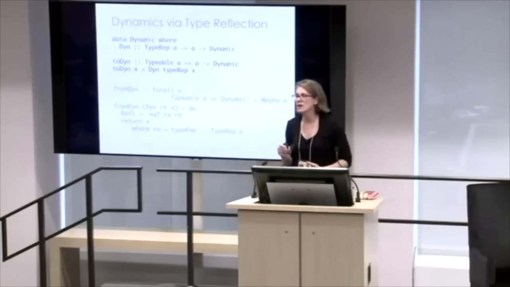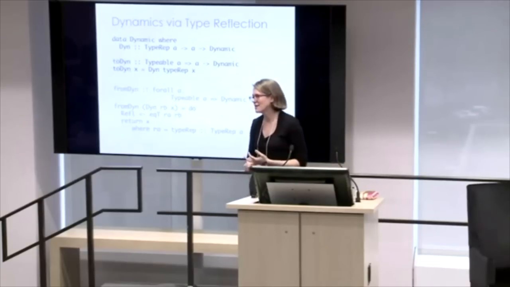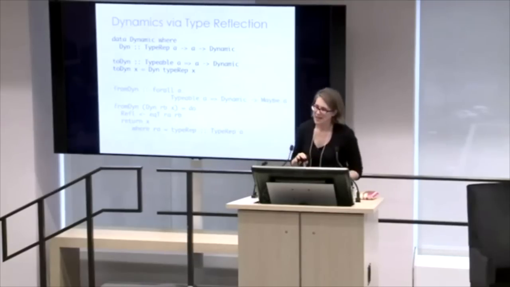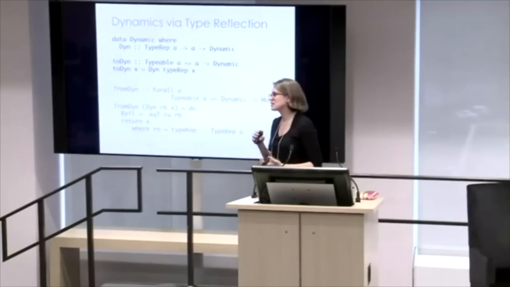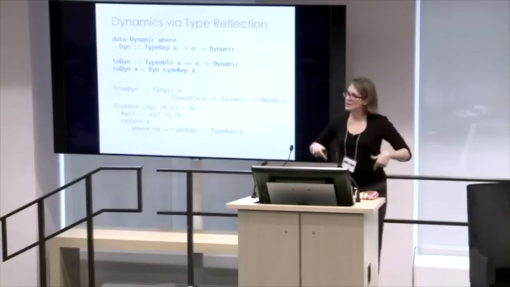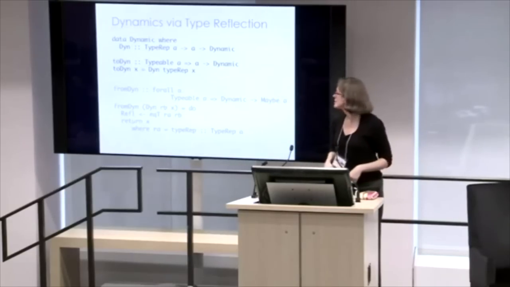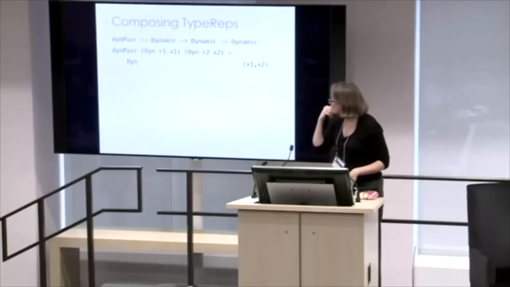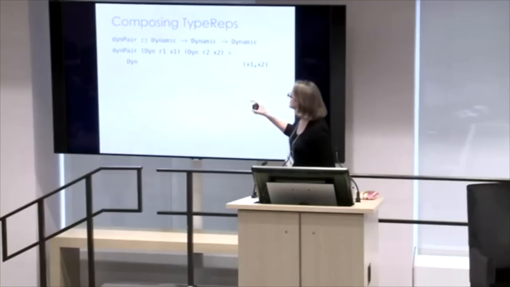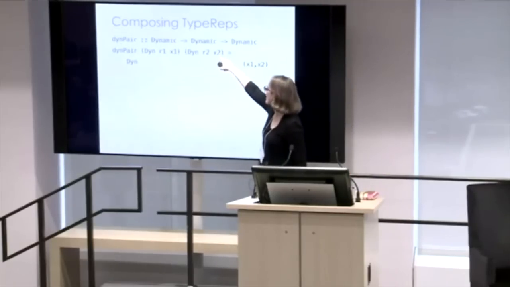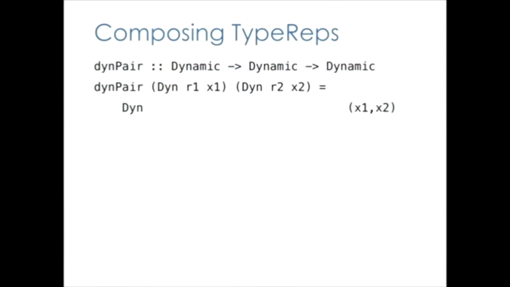So I want to go back to two of the operations that we had on that Dynamic with the other implementation. We had DynPair that creates a Dynamic from some pairs, and we had DynFirst that projects from an argument based on whether it was a pair or not. Can we take what we've just done and implement those? Okay, so DynPair, if you remember, wants to take two dynamic values and create a new dynamic value that is the pair of those values.